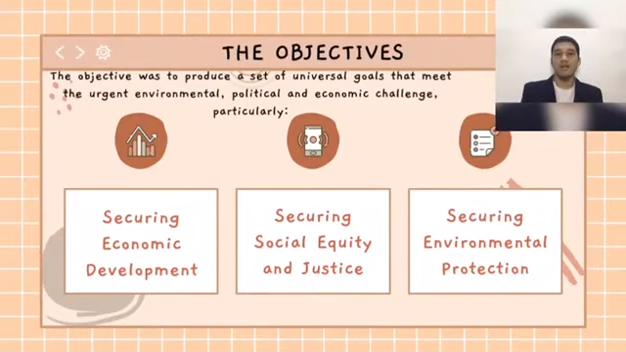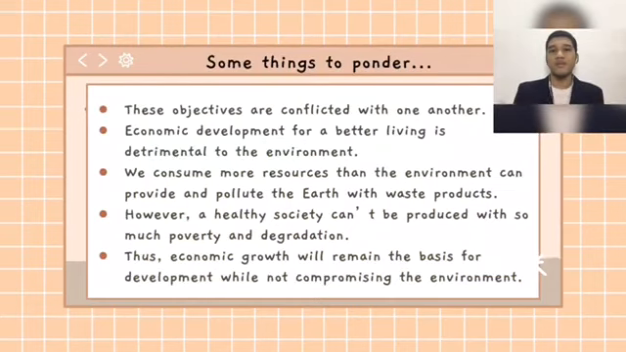So what are the objectives of Sustainable Development Goals? The objective was to produce a set of universal goals that meet the urgent environmental, political, and economic challenge, particularly in securing economic development, securing social equity and justice, and securing environmental protection. Although these 3 objectives can work in harmony, they are often found to conflict with one another.